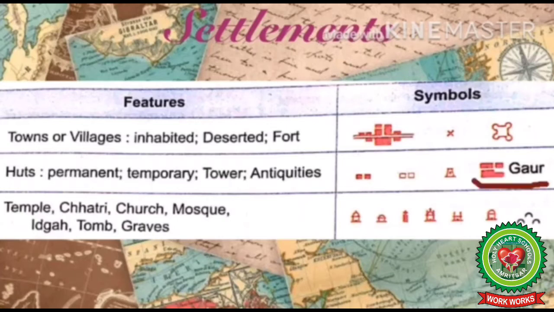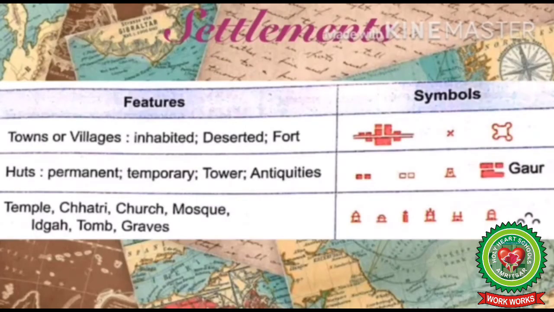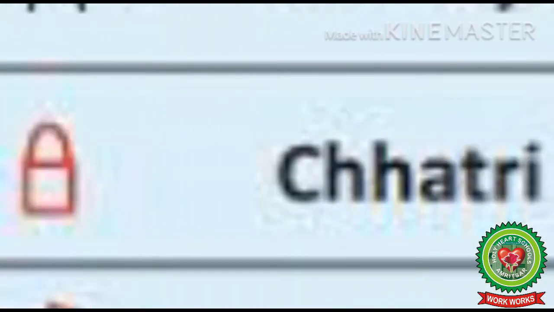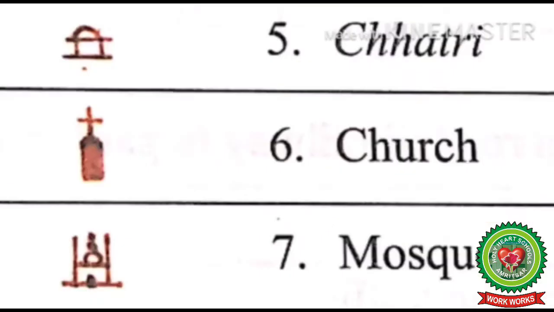The icon of antiquities is this. Next is temple. That means mandir. The icon of temple is this with the flag at the top. Next is chhatri. By the word chhatri, we mean roadside sheltering place, mostly seen in the villages. Next is church. The icon of church is this with the cross symbol at the top.